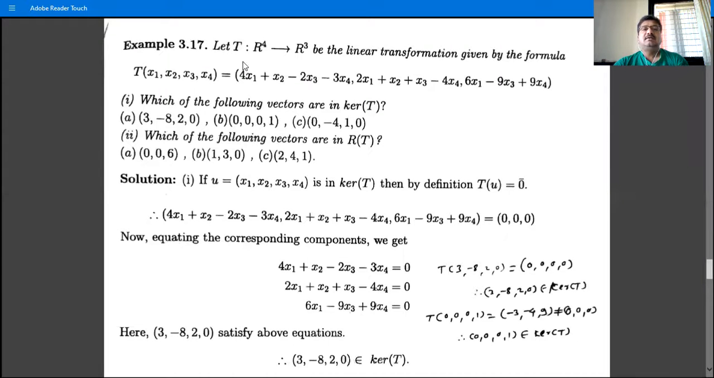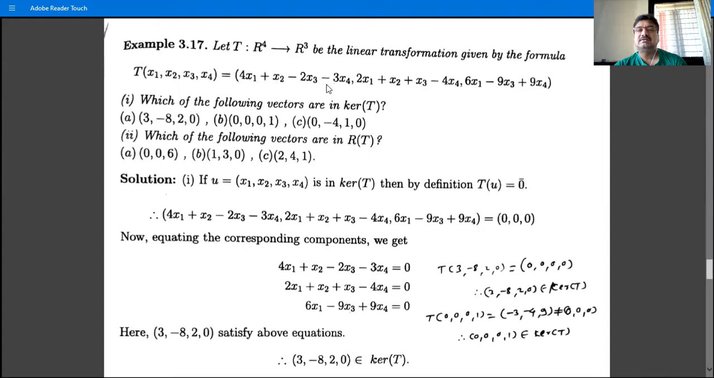Next example, let T from R^4 to R^3 be a linear transformation given by the formula T(x1, x2, x3, x4) = (4x1 + x2 - 2x3 - 3x4, 2x1 + x2 + x3 - 4x4, 6x1 - 9x3 + 9x4).